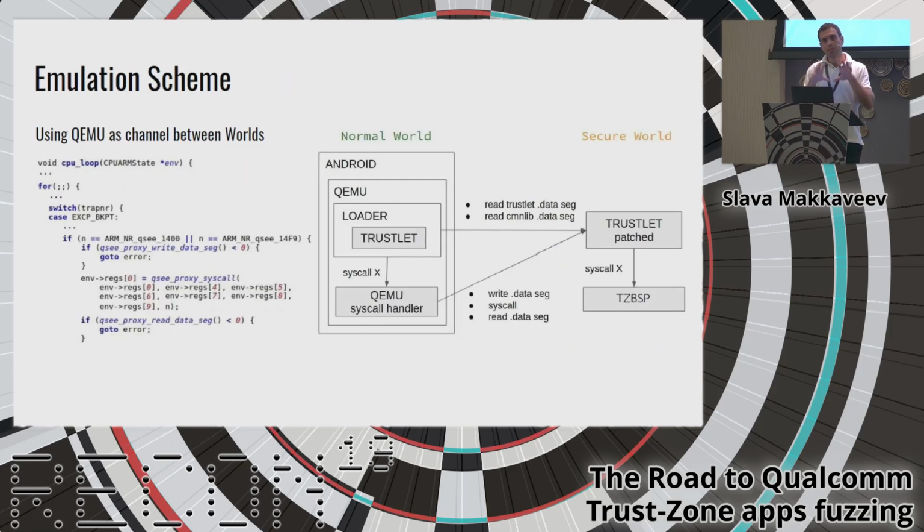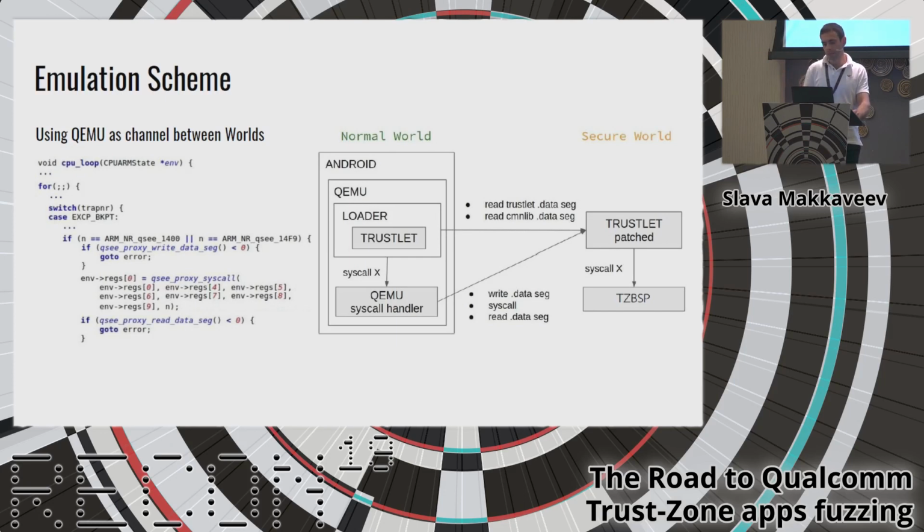But how to redirect all TrustZone related syscalls from the normal world to the secure world? Actually, I used the QEMU emulator as a channel between worlds, and I just extended the QEMU code in a way that we will catch all syscalls related to TrustZone, and using the regular Qualcomm API will redirect these syscalls to the paged trustlet in the secure world. Actually, the whole communication scheme will look like the following.